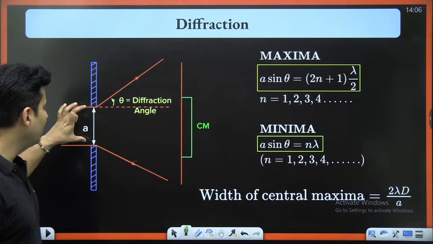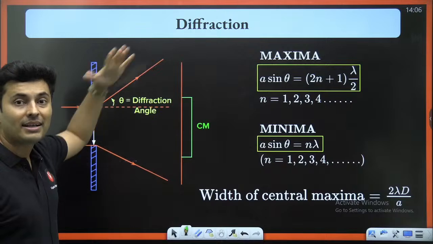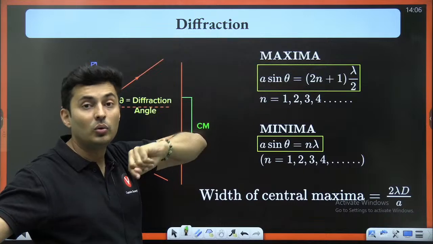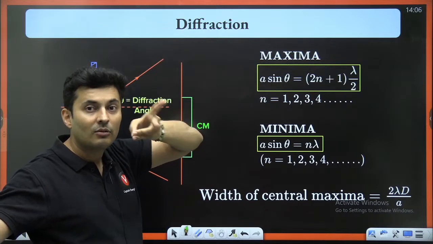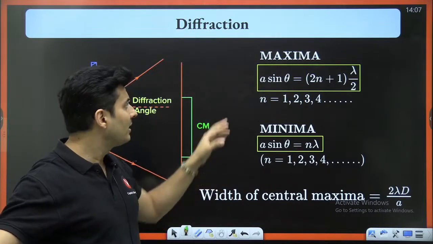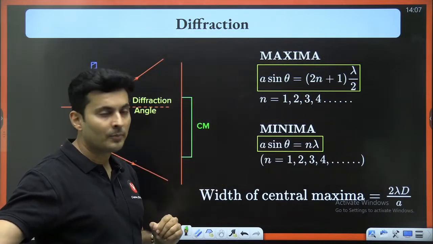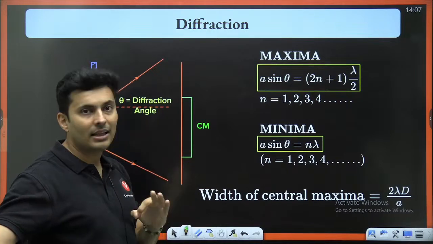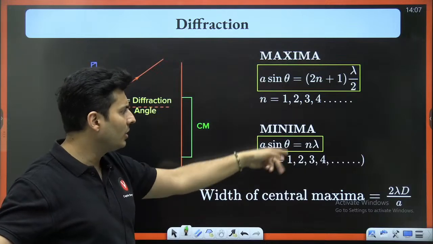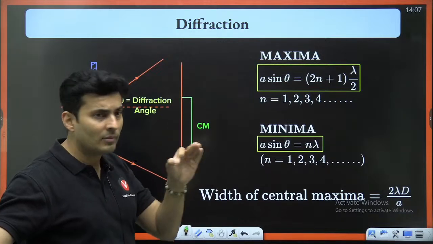So if you have a single slit of width a, then if you want to see where the maxima will be, the formula will be a sine theta is odd times lambda by 2. The formulas are reversed. Whatever is there for YDSE is now exactly opposite for single slit. For maxima, there is odd lambda by 2. For minima, it is n lambda. a sine theta is basically n lambda. So a is the width, lambda is the wavelength, n is the number, or the odd number you can also have, and theta is the location where you are going to find the maxima or minima.